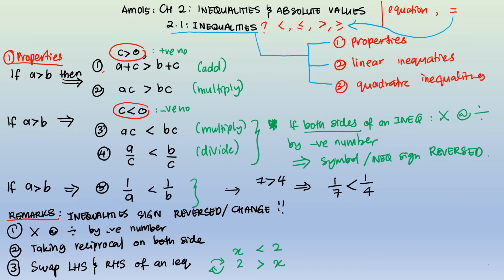It's just a simple example for you to note the remarks. Remark number 1, multiply or divide by a negative number, the example is here. Remark number 2, taking the reciprocal, the example is here. And when you swap the left hand side and right hand side of an inequality, the example is here. So that is the basic properties of inequalities. We go to part 2, linear inequalities.